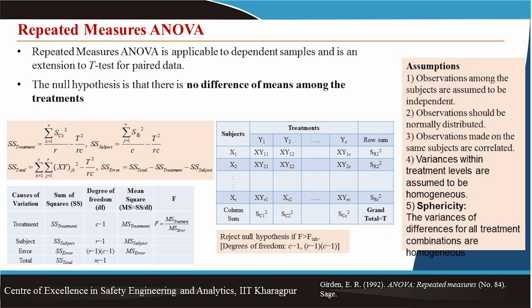So, this quantity, MS treatment by MS error, follows the F distribution. You have to check this F distribution, and if the value computed from the experimental data is more than the tabulated value, then we reject the null hypothesis. This null hypothesis will be rejected. So, with this background, now I am going to the example.